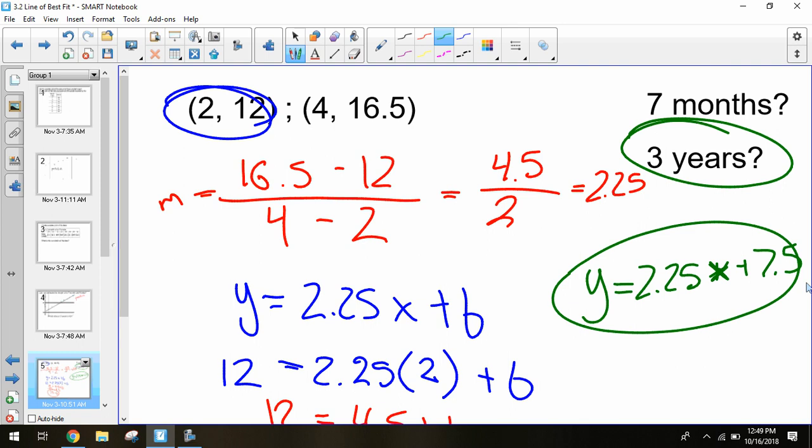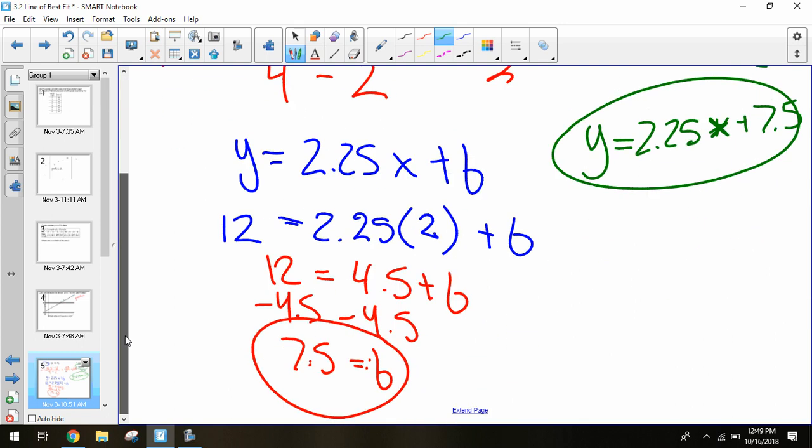The thing is, this equation is for months. How many months is 3 years? 36. So it'll be 3 times 12, so that's 12 months a year. So we're going to take the number 36 and plug this into our equation.